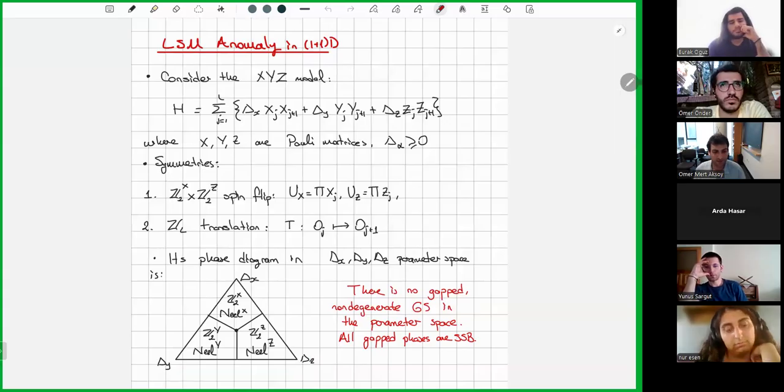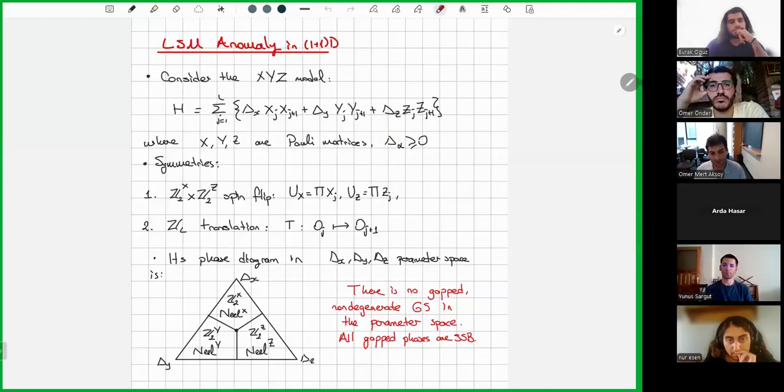And as a matter of fact, translation is always broken, but I could have written another model. I could just change the sign of all the deltas and make them ferromagnetic, then the translation would be preserved. The important observation about this phase diagram is that there is no gapped non-degenerate ground state in the parameter space. And all gapped phases are SSBs, spontaneous symmetry breaking phases. Everything is twofold degenerate. And these lines, by the way, are all critical points described by c equals 1 CFT.